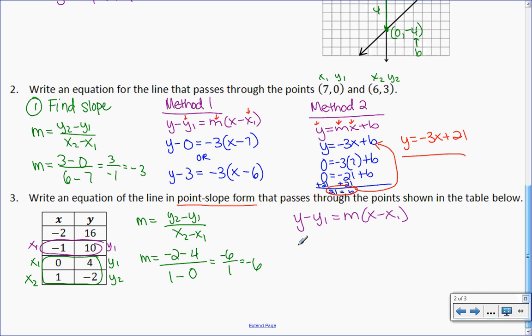Let's go ahead and substitute what we have. So we have y minus y1, which is 10, equals m, which we found here was negative 6, times x minus x1, which is negative 1. Well, we have minus negative 1, so let's just change that right now to plus 1. Okay, and we will leave this just like this, because this is an equation in point-slope form that passes through the points shown in this table.